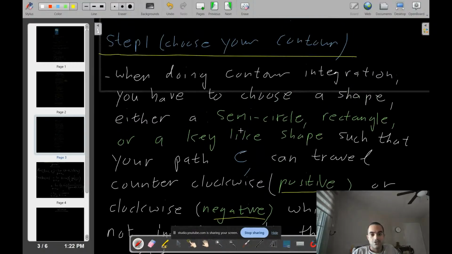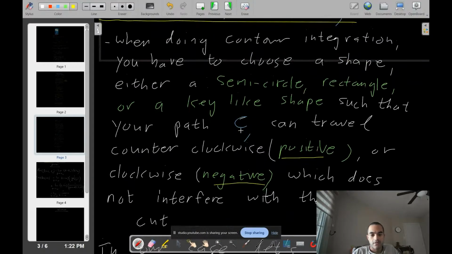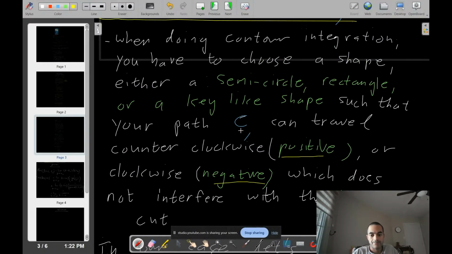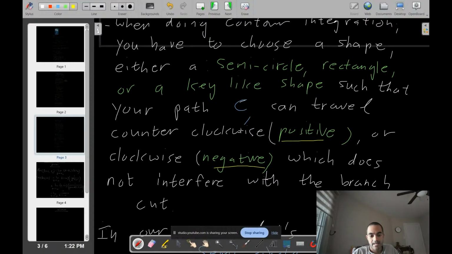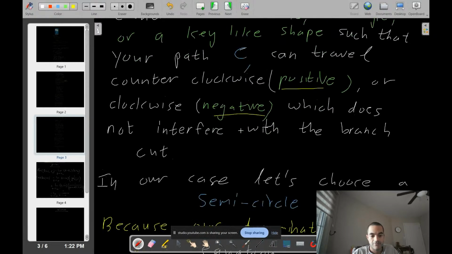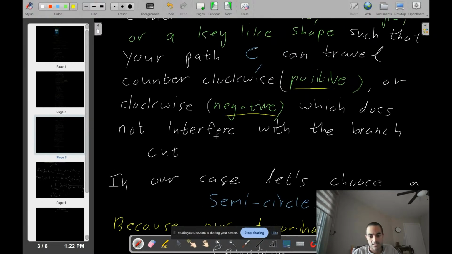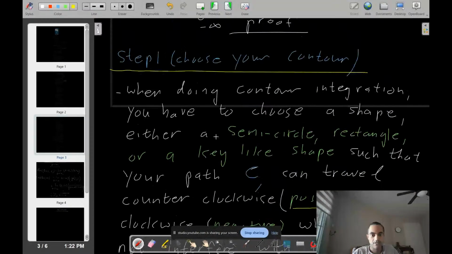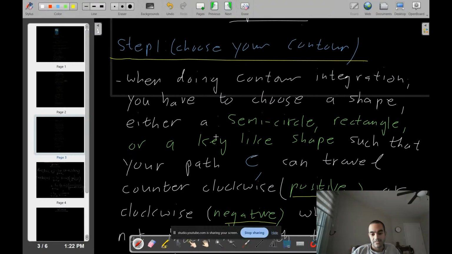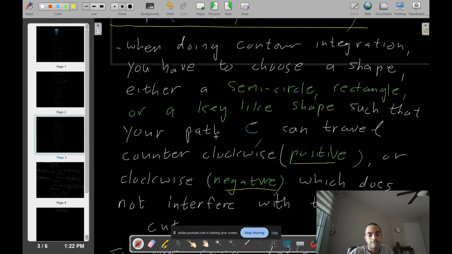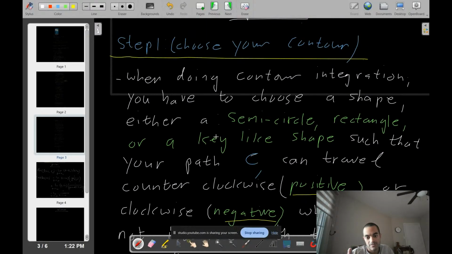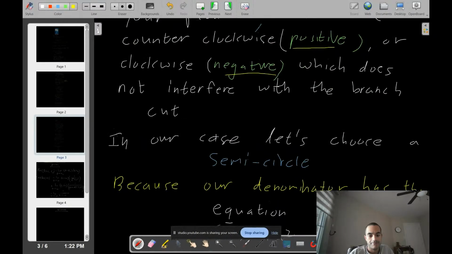And you want to choose your shape such that it does not interfere with the branch cut. Branch cuts are part of the singularities, but you don't want it to interfere in the pathway of your contour. This will make sense when I'm doing the problem. This is still theoretical, but this is step 1. I'm including it in step 1, even though it's theoretical, because there's no definition, theorem, or formula for this, but I have to discuss what I'm doing.